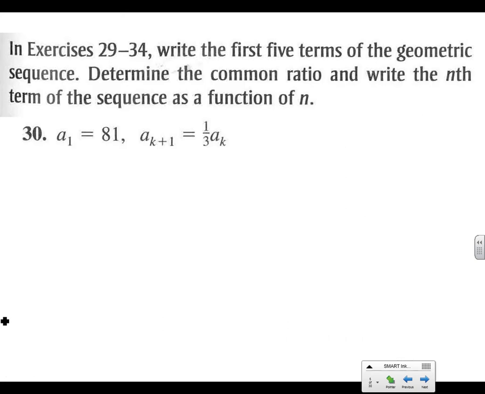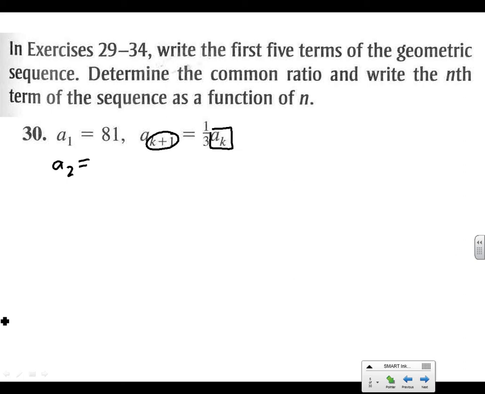Problem 30, write the first 5 terms of the geometric sequence, determine the common ratio, and write the nth term of the sequence as a function of n. So we want the first 5 terms here. We've got a1, a2. To get the next term, this is recursive. We use the previous term, the current one, and multiply it by a third.